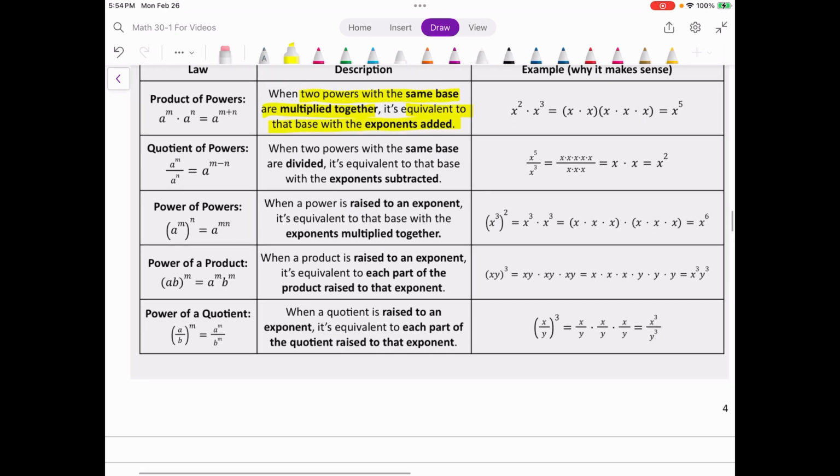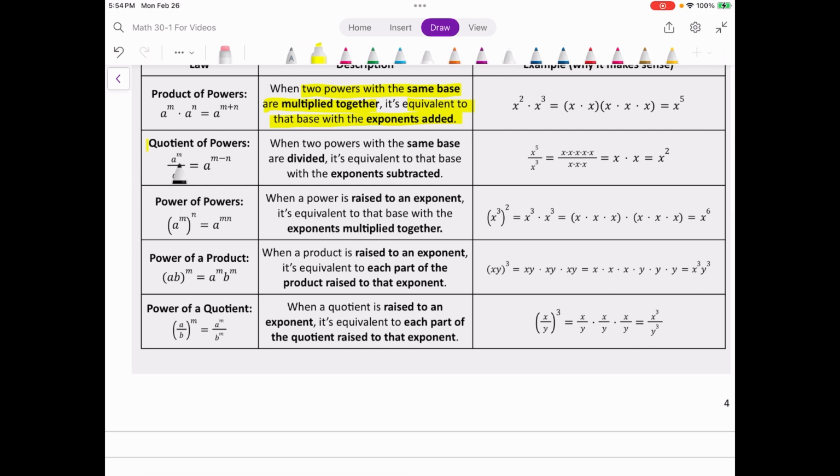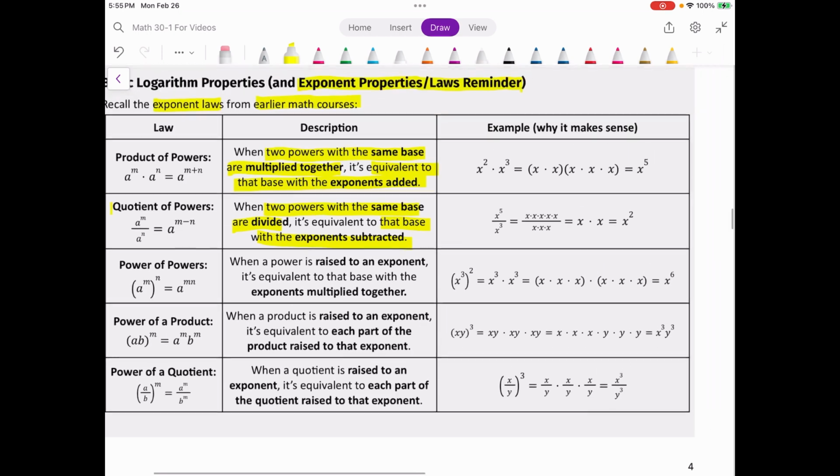The quotient of powers, very similar, except it's dealing with division instead of multiplication. So if we have a to the power of m over a to the power of n, the quotient of powers exponent law tells us we can do a to the power of m minus n. The numerator exponent, we can subtract the denominator exponent. That's all we're saying there. When two powers with the same base are divided, it's equivalent to that base with the exponents subtracted. Again, why does it make sense?